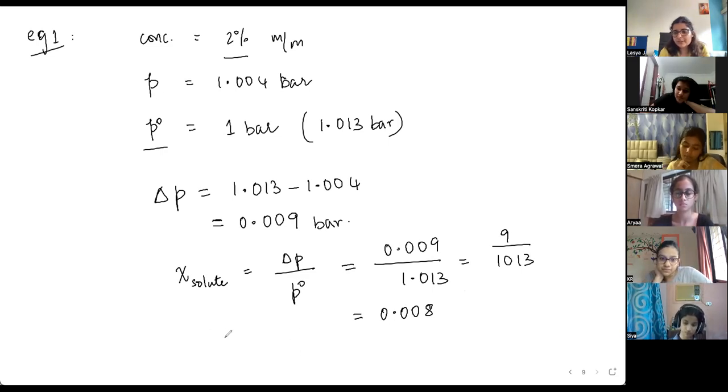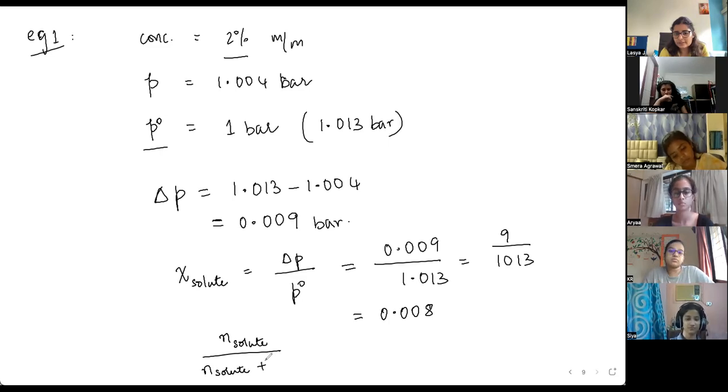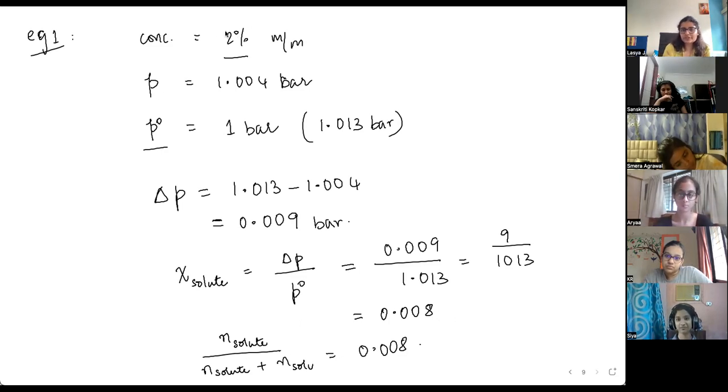What do you mean by mole fraction? Number of moles of solute by number of moles of solution. That is, number of moles of solute plus number of moles of solvent is equal to 0.008. Okay. But we know the concentration. It is given in terms of mass by mass percent.